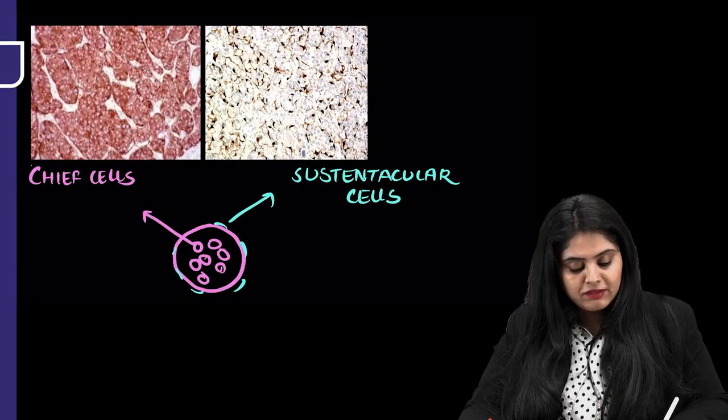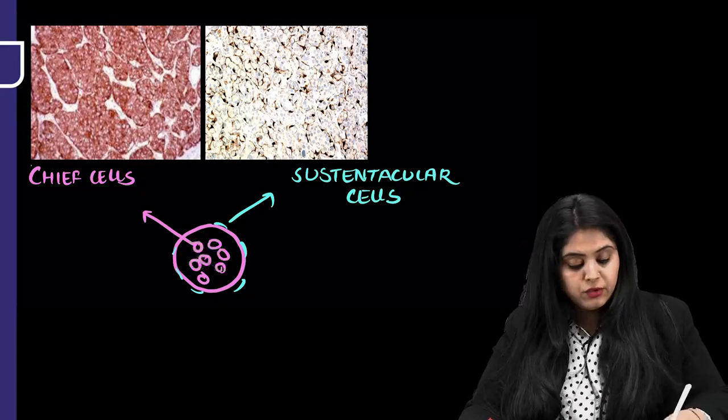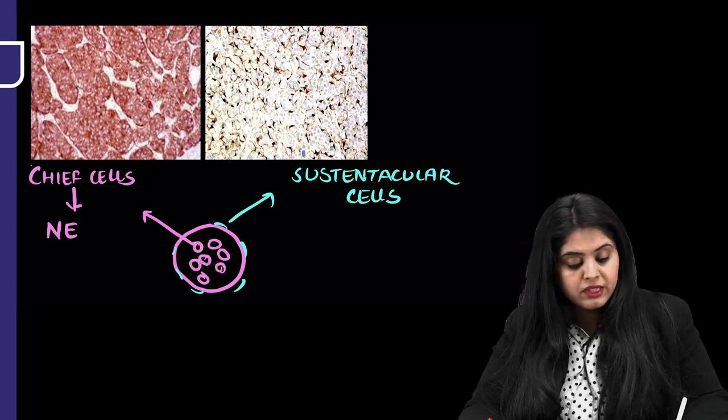So, now you will want to ask me, what are these nests going to have? These nests are going to have some cells in the center. These center cells are known as the chief cells. And do you know chief cells are the real neuroendocrine cells?